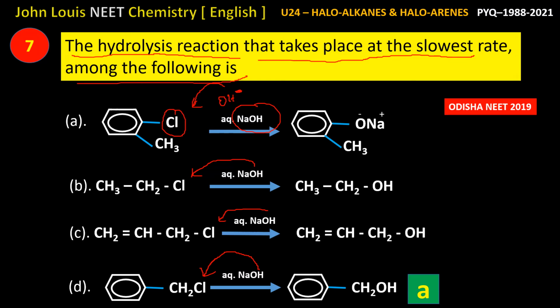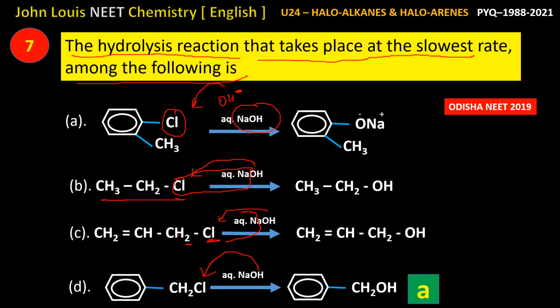So if you take option B, it is an aliphatic compound, an open chain compound. So here OH will be replacing the Cl minus, so NaCl will form, and OH will be replacing Cl. Okay, there won't be any problem. And here also it is a primary halogen compound. See, Cl is bonded to a carbon which has 2 hydrogens.